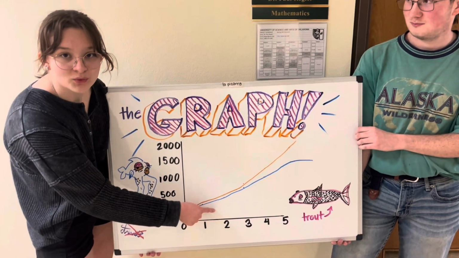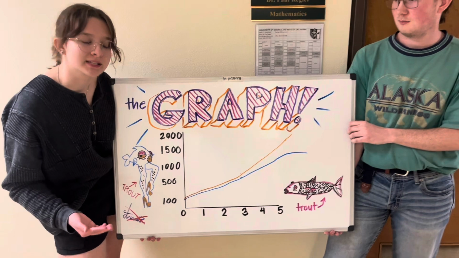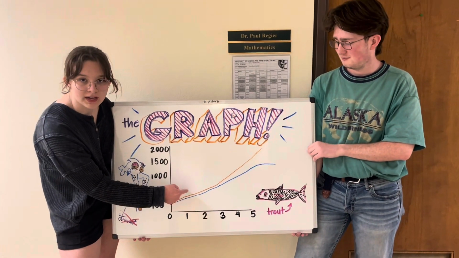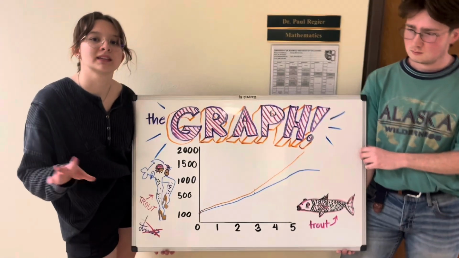The blue line represents logistic growth, the one with the carrying capacity, while the orange line represents exponential growth, the one with no carrying capacity.